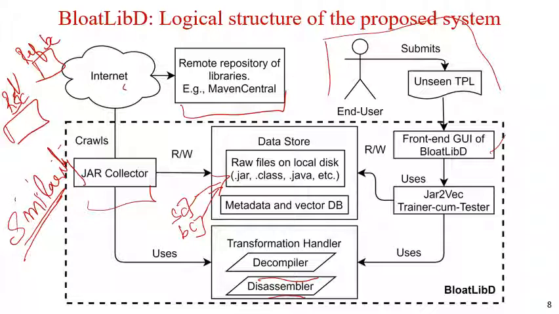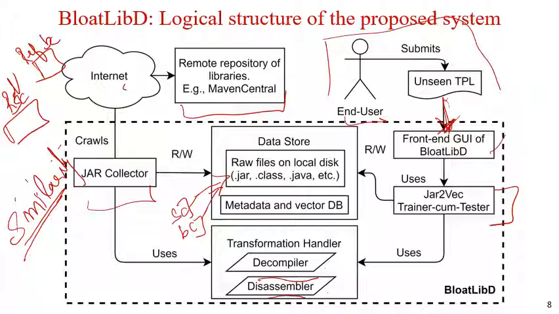So once an end user comes with an unseen third-party library which he wants to test, to check whether it is a bloat third-party library or a non-bloat one, the user uploads that file at the front end GUI of BloatLibD that we just saw. And then what does it do? BloatLibD uses the Jar2Vec trainer tester, which uses the decompiler and disassembler first of all to extract the source code and bytecode of the uploaded source jar.